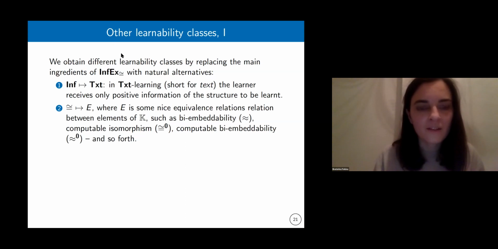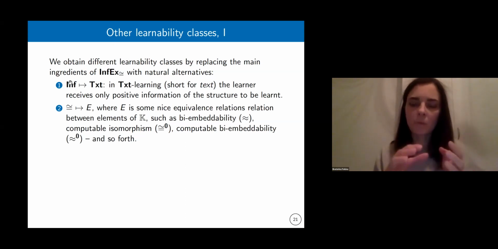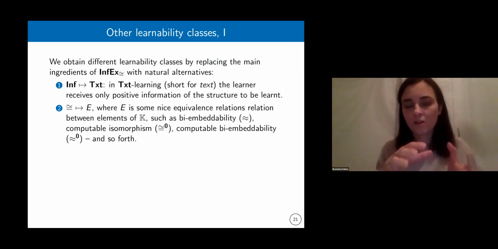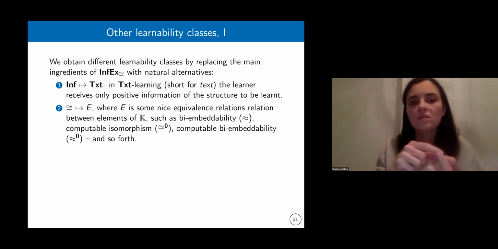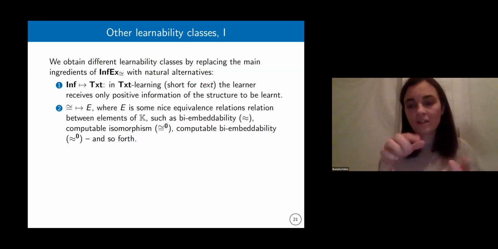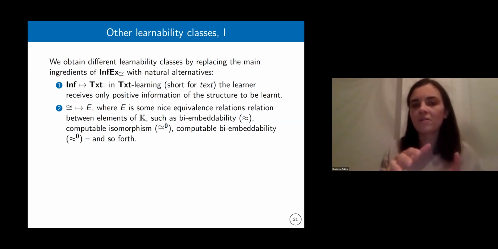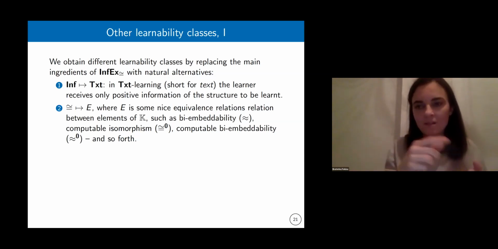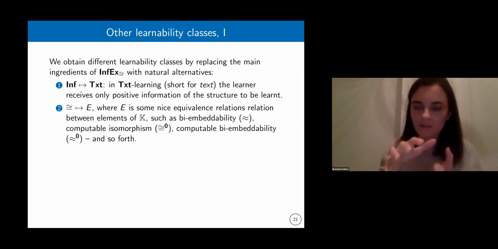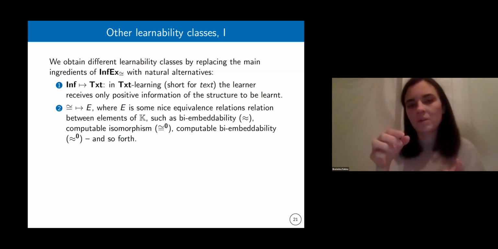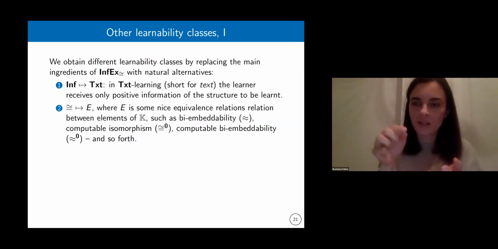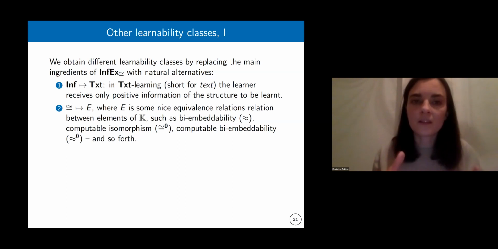Learning from informant means that we receive finite pieces of the structure, a finite subset of the universe, and also the information how the elements are related to each other and how they are not related to each other. So we also get this negative information, and this negative information will not change to positive. Think about graphs: when an element appears and it is not related to the previous elements, it will never become related. There will never be an edge with previous elements. And learning from text means that we only get the positive information.